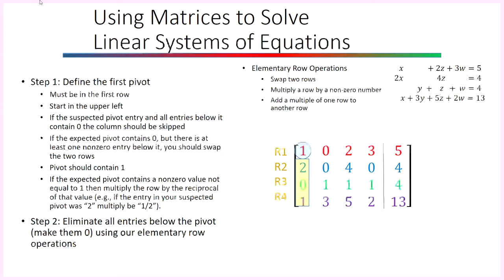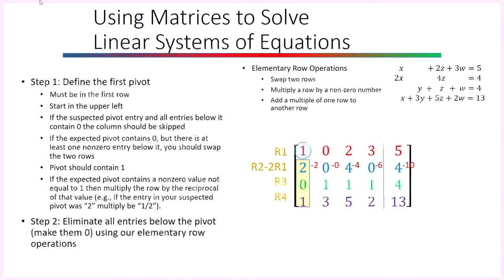Our next step is to eliminate all the entries below our pivot. And when I say eliminate them, I mean convert them to zeros by using our elementary row operations. This is actually pretty straightforward. We already have a 1 in the pivot position. So if we look down to row 2, we have a 2 in the first element. We can get rid of that pretty simply by adding negative 2 times row 1, or to state it more simply, subtracting off twice row 1.